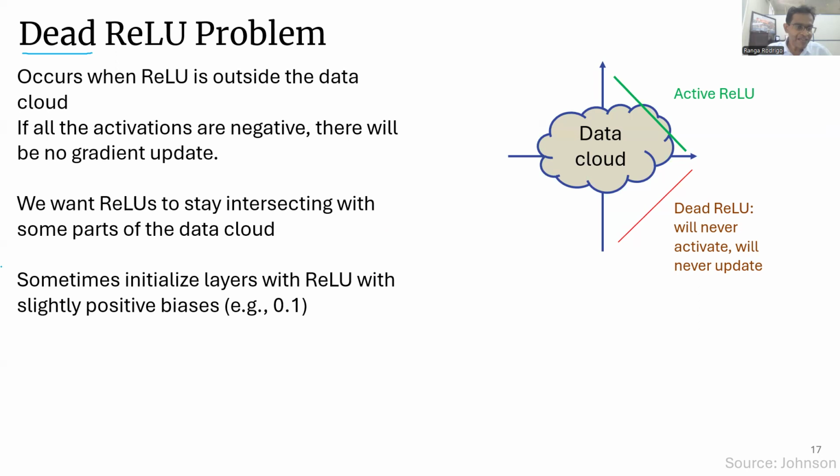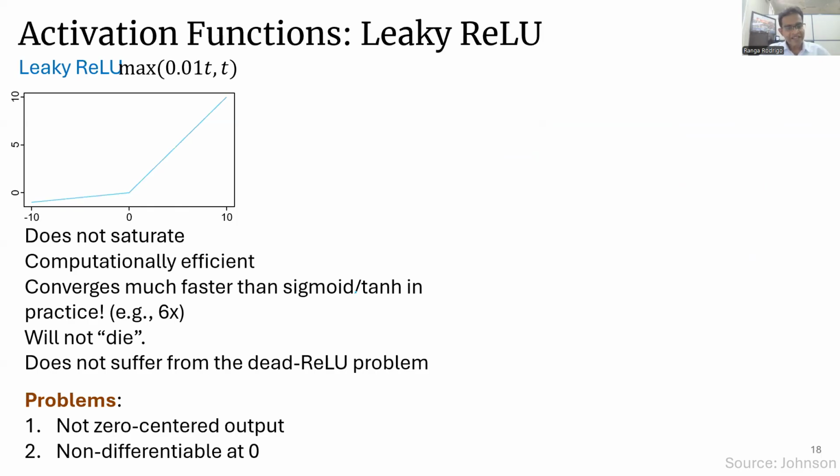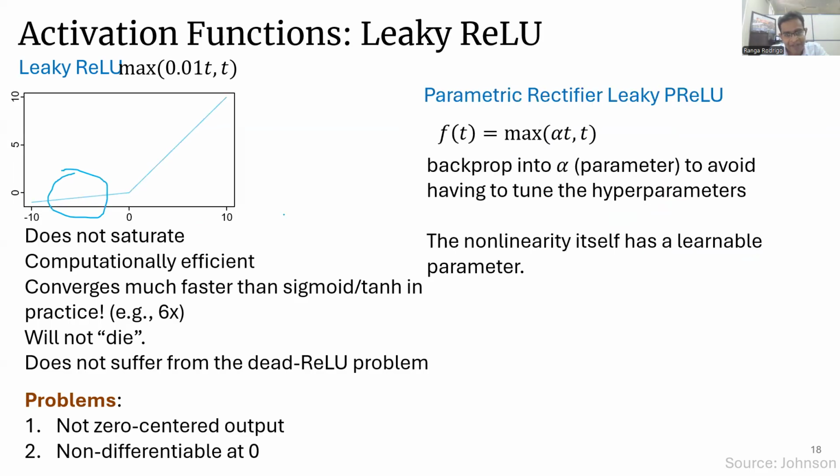But we want the ReLU to stay intersecting with the same parts of the data cloud. So sometimes people initialize layers with ReLU with slightly positive biases. Leaky ReLU prevents the dead ReLU problem because it has a gradient in this region also. Sometimes people have the parametric rectified ReLU, where they have some alpha parameter that learns this quantity, a learnable parameter. Otherwise this 0.01 becomes a hyperparameter. So the nonlinearity itself is learnable in the ReLU.